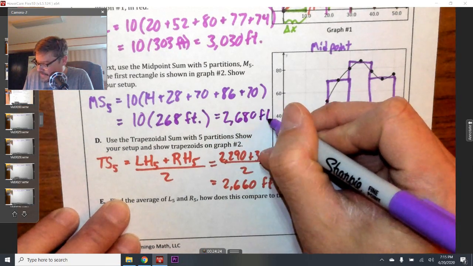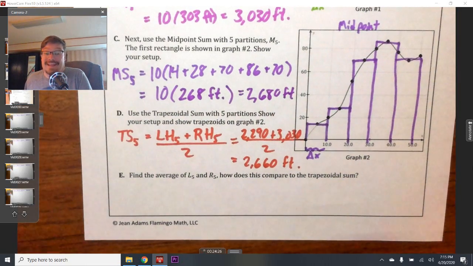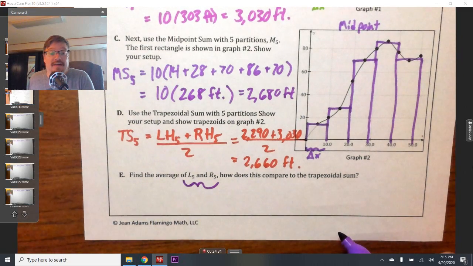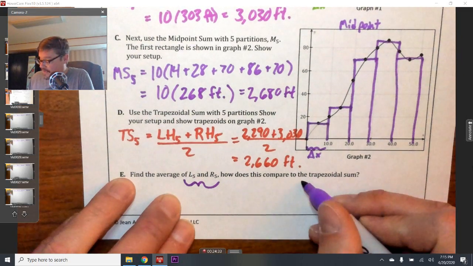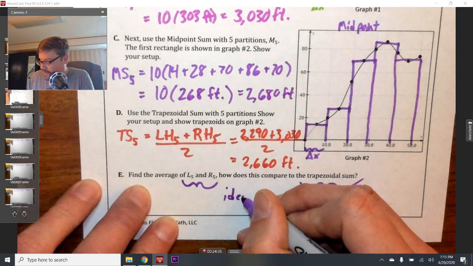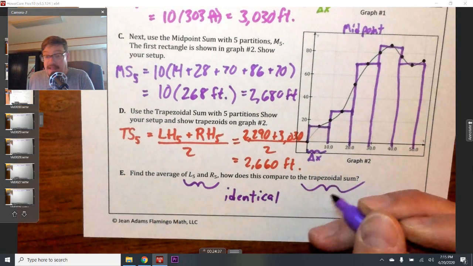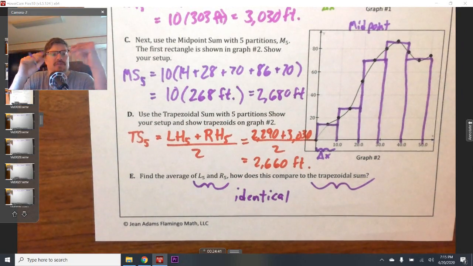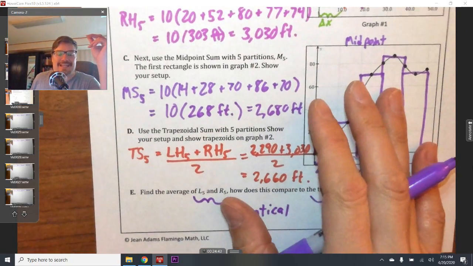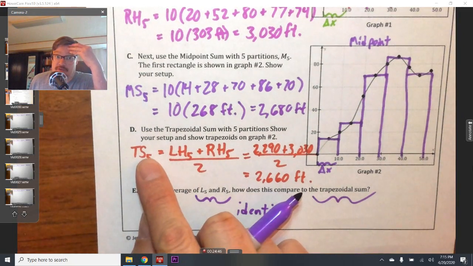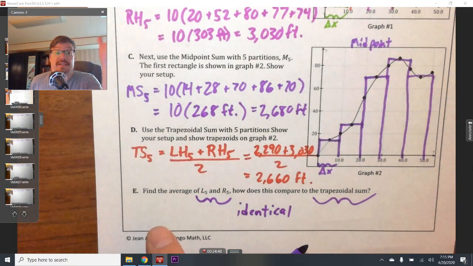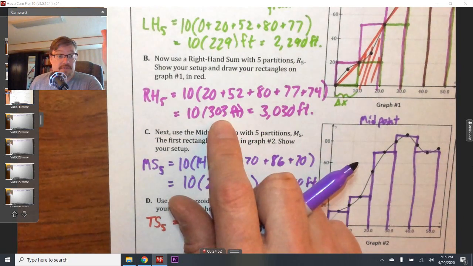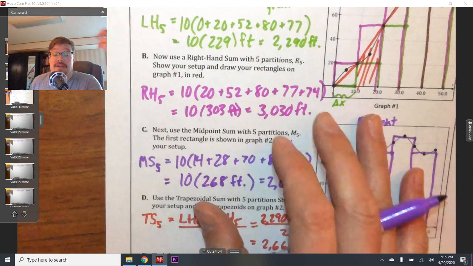2,680 feet. And then again, what did this mean? When you took the averages of L5 and R5 and compared it to here, they're identical. So if they ever ask you on the AP exam, use the trapezoidal sum: take the left, right, averages. So much easier, because I have seen actual textbooks have a formula for trapezoidal and it's a ridiculous formula. If you just find the left and the right, very easy to do. Take the average of the two, and you've got your trapezoid.